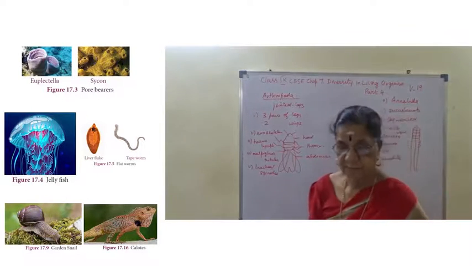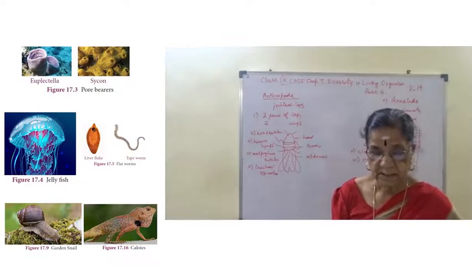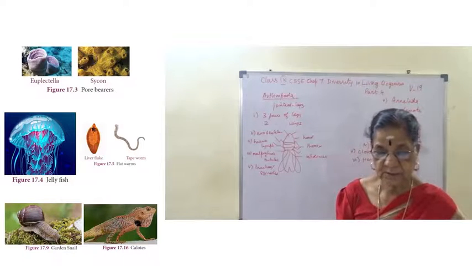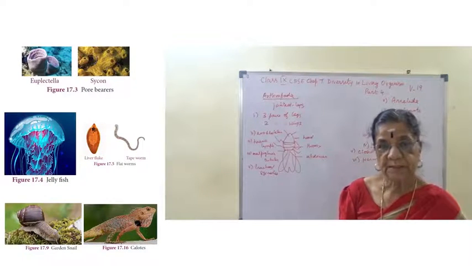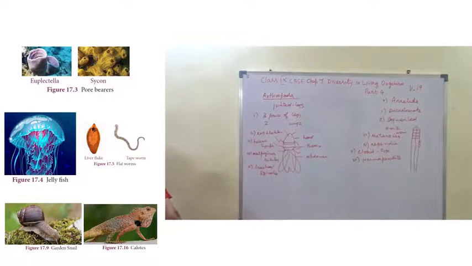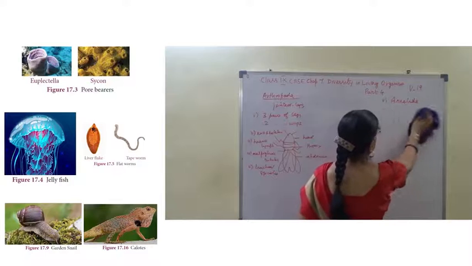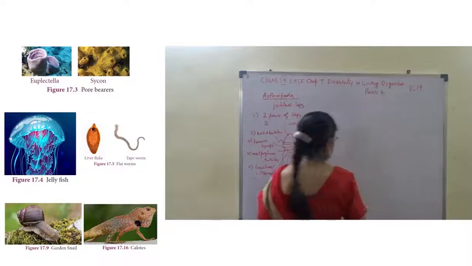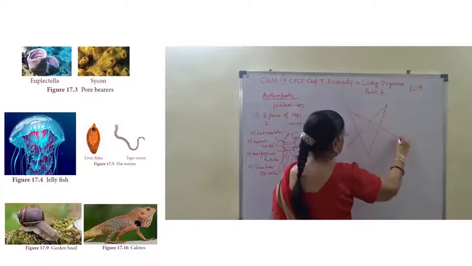Then echinodermata, the spiny skinned invertebrates, right? They are exclusively free living marine forms and they are triploblastic with a true coelom, and they have a special water vascular system, carried out by a structure called tube feet. Example, starfish.